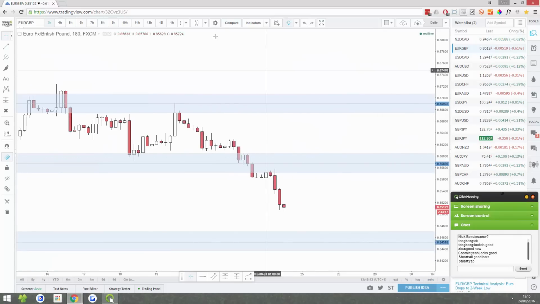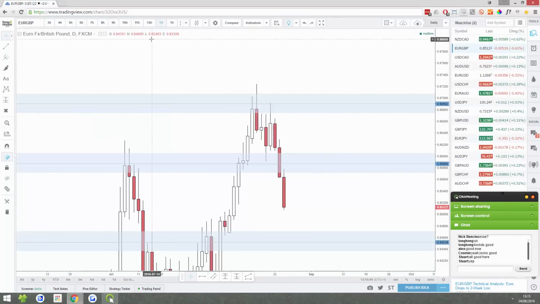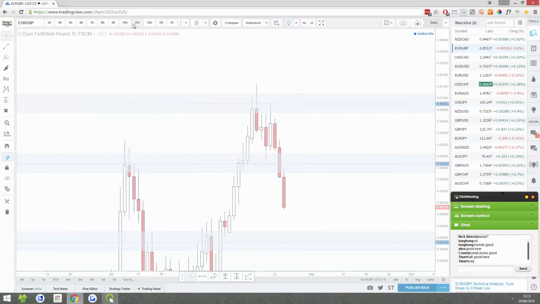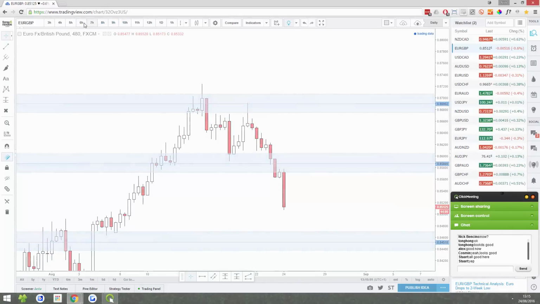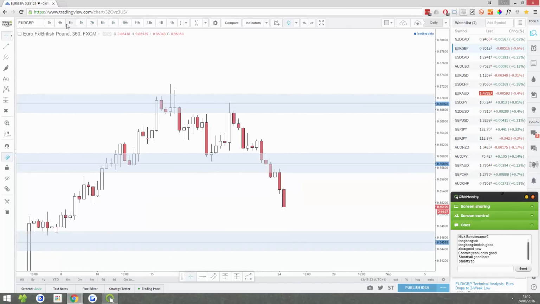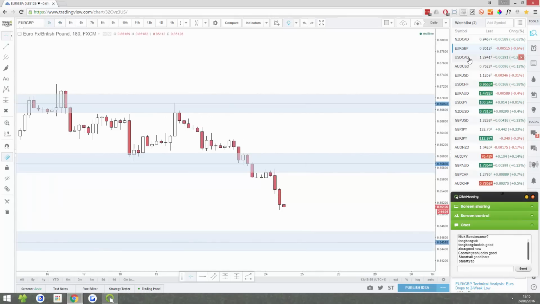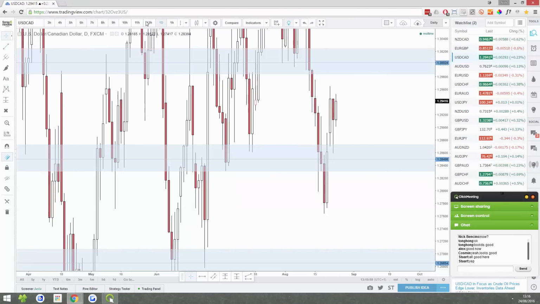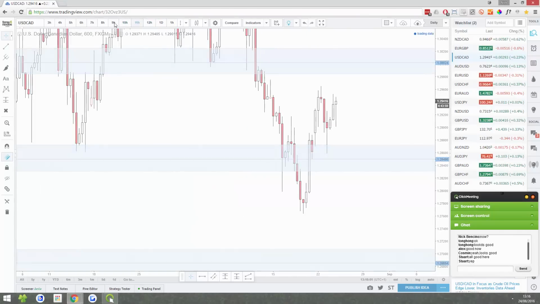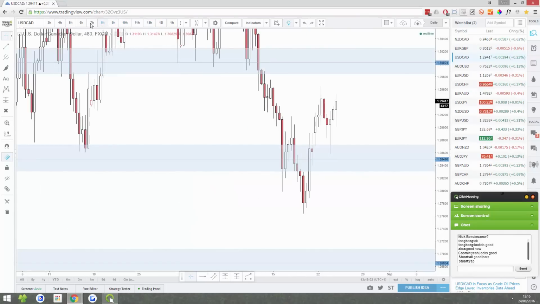All right, let's go on to Euro GBP, but we're not going to see much on Euro GBP because it is in between two support resistance areas, which basically means that we're not going to get any setups here. All right, USD CAD, let's see what's going on here. Again, in between two support resistance areas, so we're not actually going to see any potential setup here.